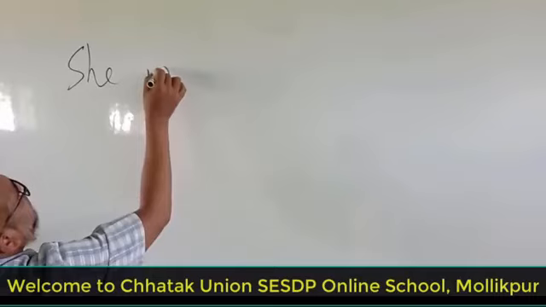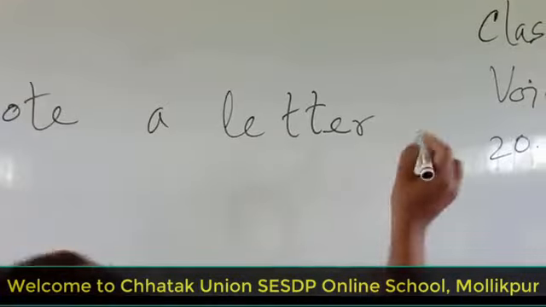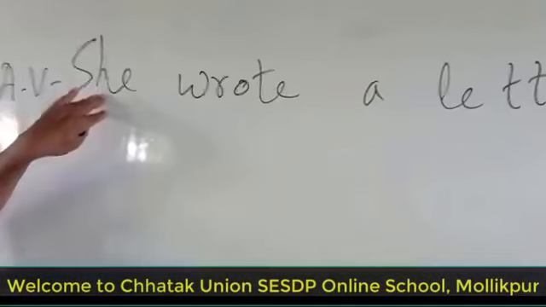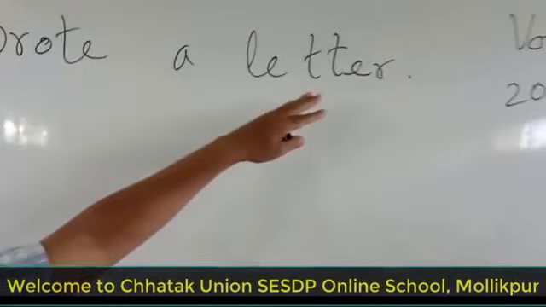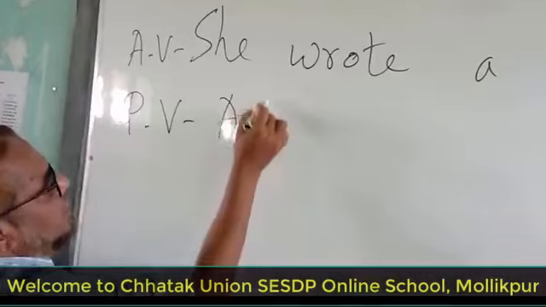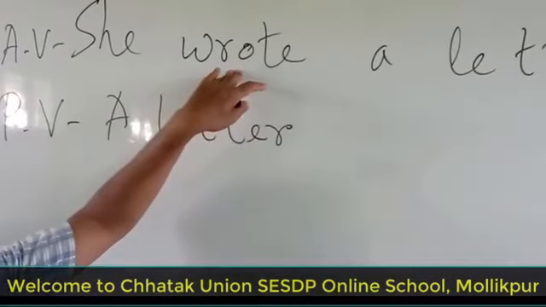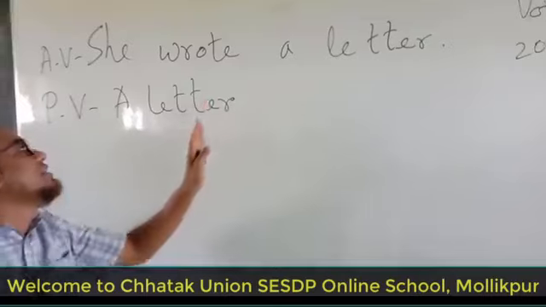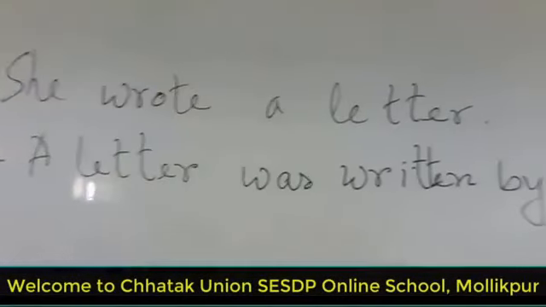She wrote a letter. Active voice. She is subject. Wrote is principal verb. And a letter is object. So, a letter will come first in passive voice. A letter. And wrote is the past form of write. So it is in the past tense. And the auxiliary will be was. A letter was written by her.